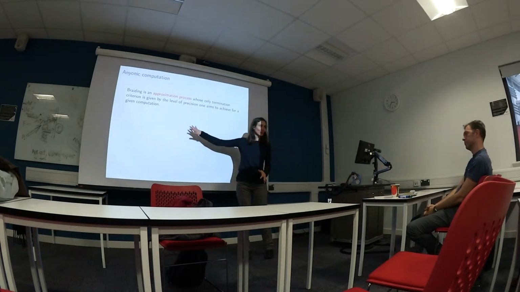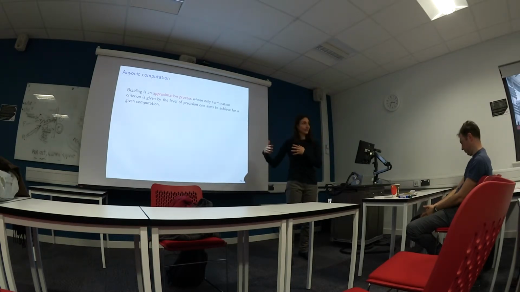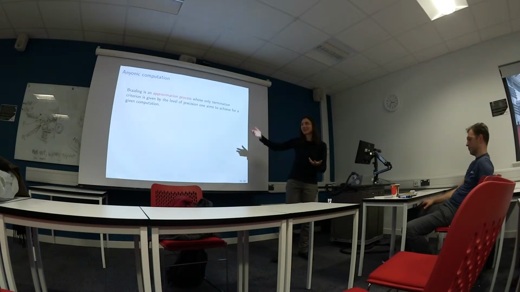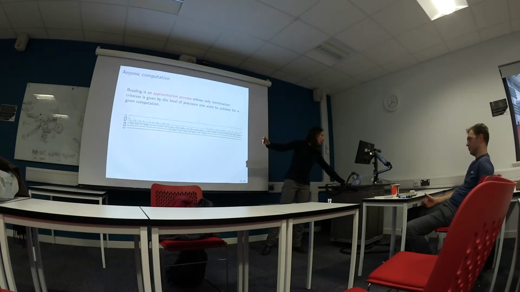Contrary to the lambda calculus, here we are talking about approximation. The computation here is an approximation process, so we can stop whenever we like. The reduction can go on forever, because braiding is something you can keep doing until you get the precision that you want. That's how it works. At that point, you just measure it.